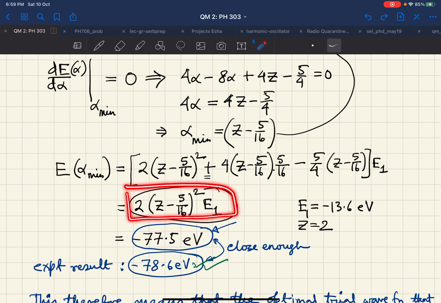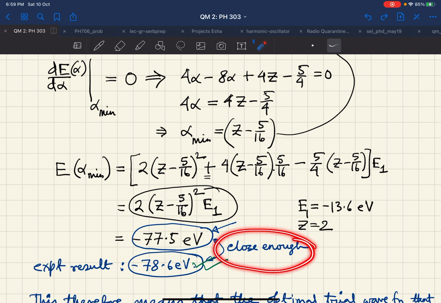It's a beautiful result: 2Z minus 5 by 16 whole square into E1. E1 is known, which is minus 13.6 electron volt. Z is known, which is 2. If we substitute these things here, we will get minus 77.5 electron volt. Remember, the experimental result was minus 78.6 electron volt. Therefore, we can easily say that we are close enough.